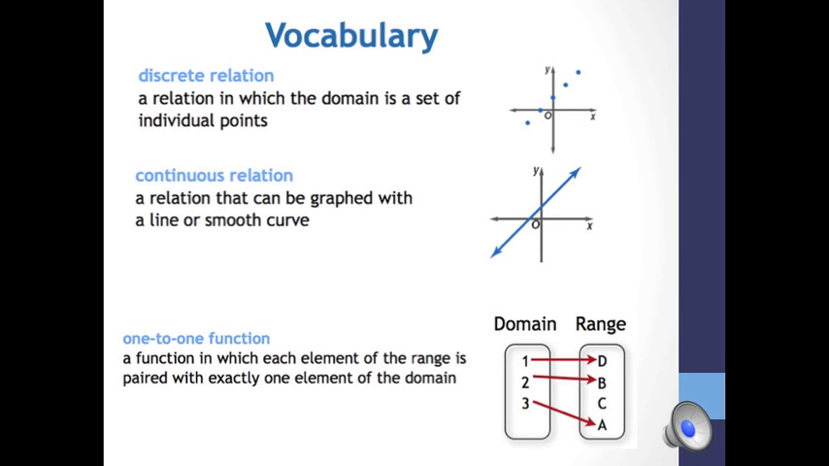The next one is discrete relation. In a discrete relation, we're going to look at dots. They are not connected. Continuous relation is a line where they're all connected. Then we have a one-to-one function. In a one-to-one function, each domain is exactly connected to one range. And that's the one-to-one function.